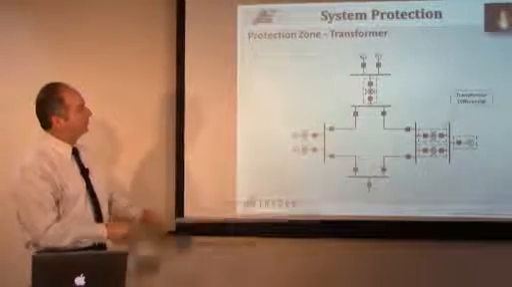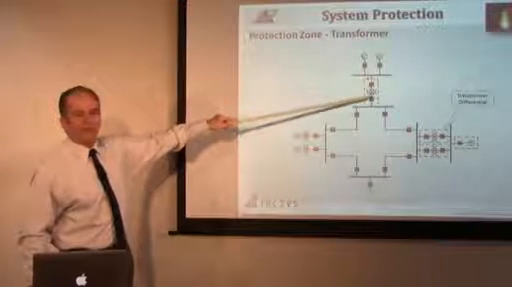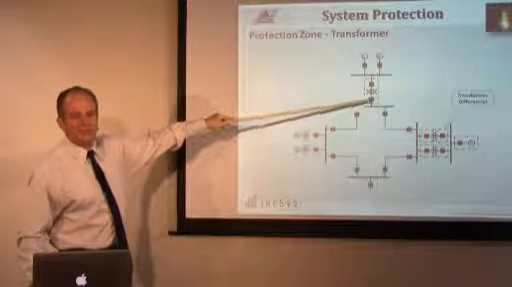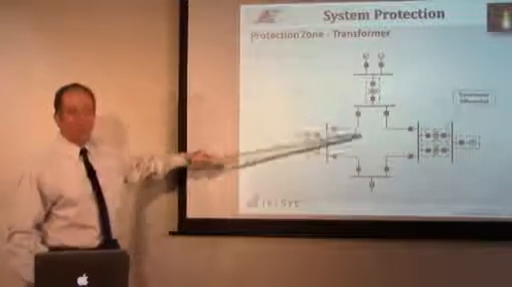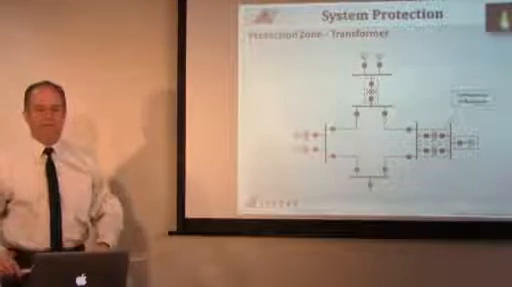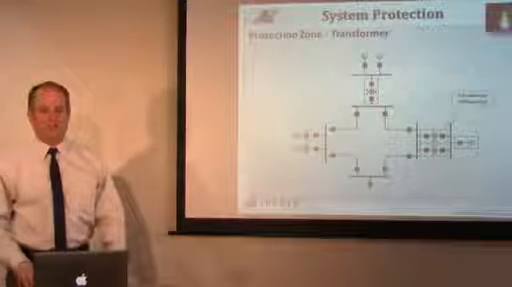Now we again use the CTs on the opposite sides of the breaker to make sure that when we trip for a transformer differential, the breakers themselves actually tripped and the currents went to zero. Then we know we've isolated the problem. So that's a type of transformer protection.